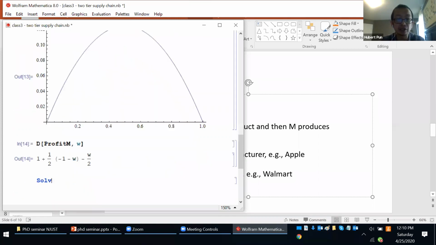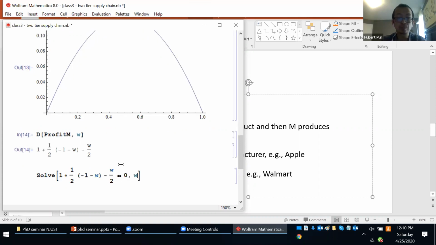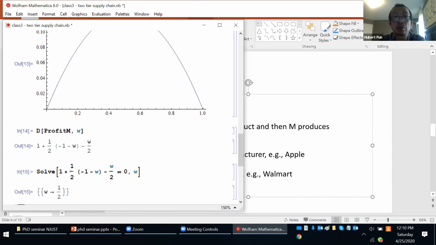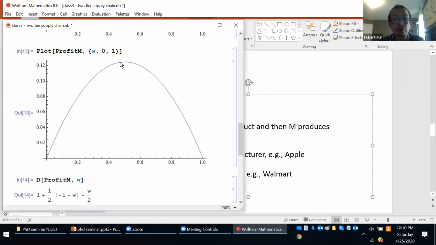So once again, I do the command Solve. So I highlight this, equals 0, comma W. What this does is tell me at what value of W, the wholesale price, the slope would equal 0. So if I do shift enter, then that would be 0.5. So that means the manufacturer would charge a wholesale price of 0.5. So this value is 0.5.